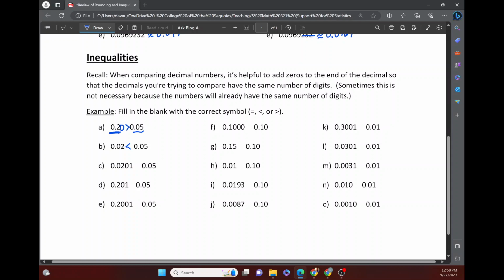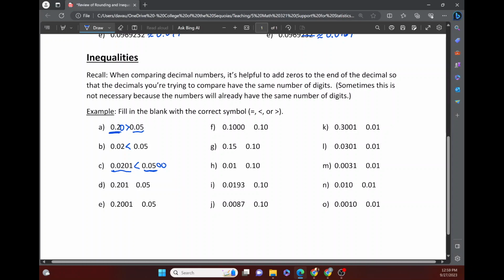For part C, I'm comparing 0.0201 to 0.05. Now, this number has 4 decimal places, and this number only has 2, so I'm going to add 2 zeros to this one so that I can make the comparison. So now it becomes pretty clear that what I'm really comparing is 201 to 500. Well, 201 is less than 500, so I should have a less than sign there.